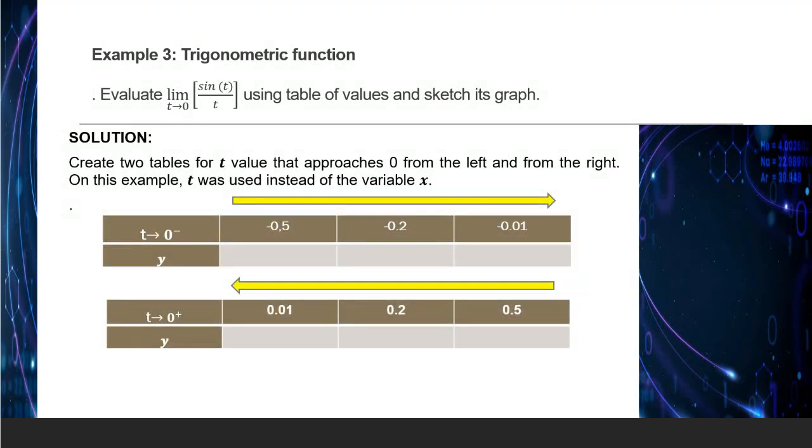Okay, for the solution, we are going to create two tables of values that approach 0 from the left and from the right. In this example, t was used instead of the variable x. So as t approaches 0 from the left, we have the values negative 0.5, negative 0.2, and negative 0.01. And as t approaches 0 from the right, we have the values 0.01, 0.2, and 0.5.